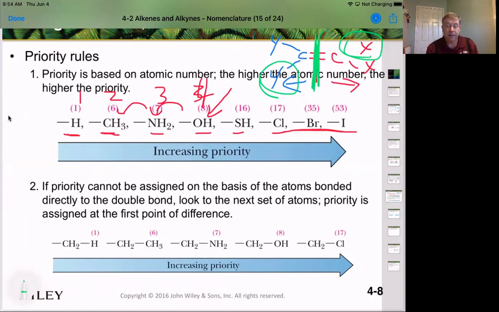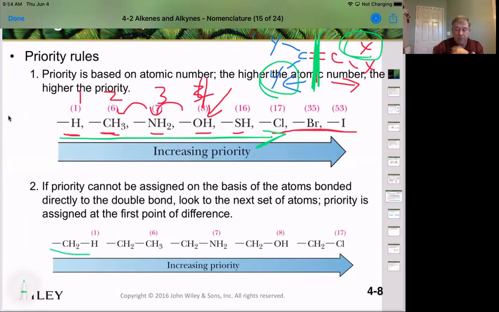So if we can use just the atomic number to assign priority, great, but it's not always that way. Once we have atomic numbers assigned and two things have the same atomic number, let's say we have a CH2 group and a CH3 group on either side here. They both have carbon, so they're both assigned the same priority. Now we have to look at what's bonded to that carbon.